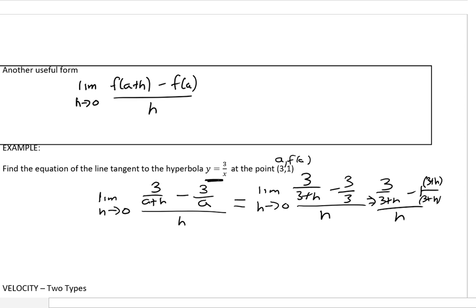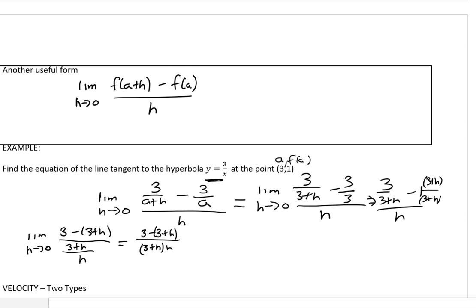And what we have then is the limit as h approaches 0 of 3 minus 3 plus h, over 3 plus h, because they have the same denominator, all over h. Which leads to our next thing. We have this fraction within a fraction. When we have two denominators, we combine the two denominators together. So we end up with 3 minus 3 plus h over 3 plus h times h. We just move this up here and make the two denominators into one by multiplying them together.